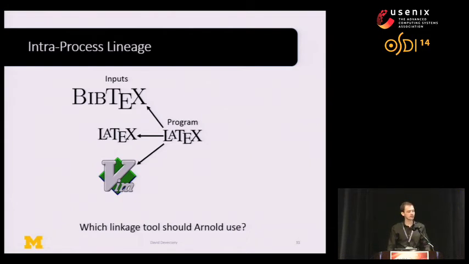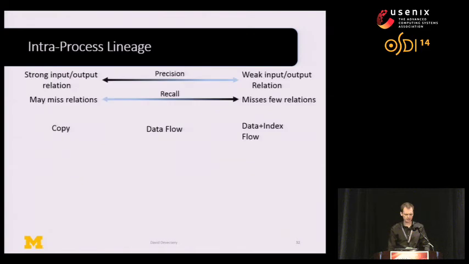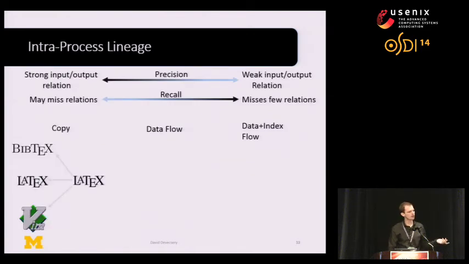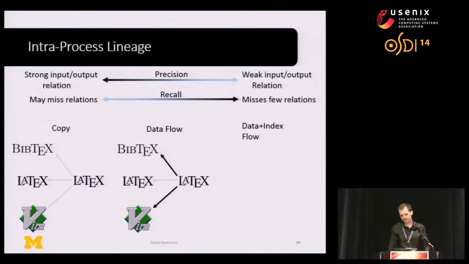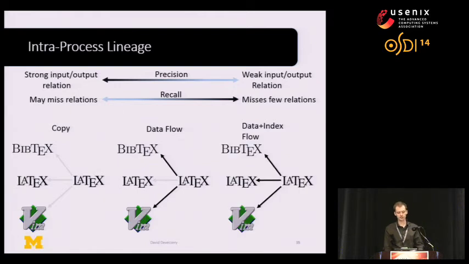Which linkage tool does Arnold want to use? We're going to make an observation. If I were to go through these and look at copy flow, we wouldn't find anything related to LaTeX in the output. But data flow would say, I think this relates to BibTeX and to Vim. And if we were to run a data plus index flow, it might link all three. Control flow would, of course, link all three.